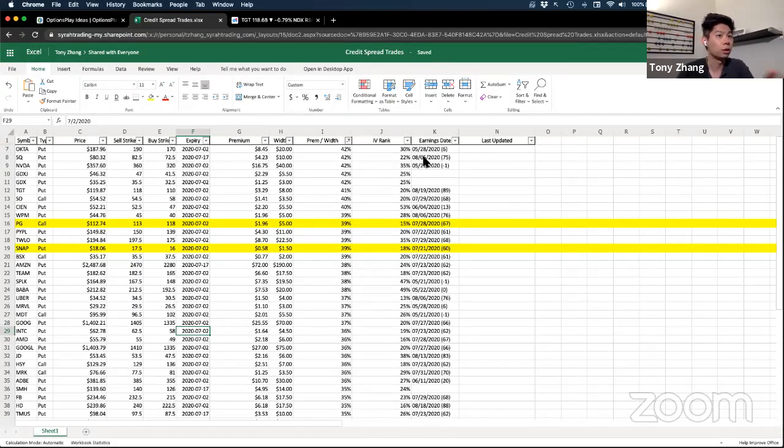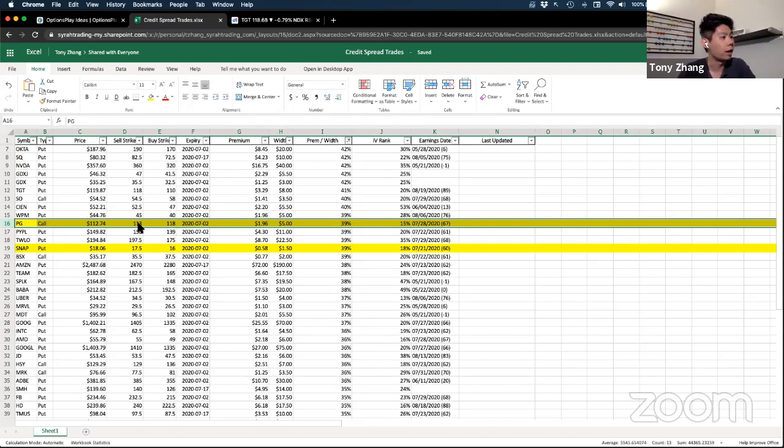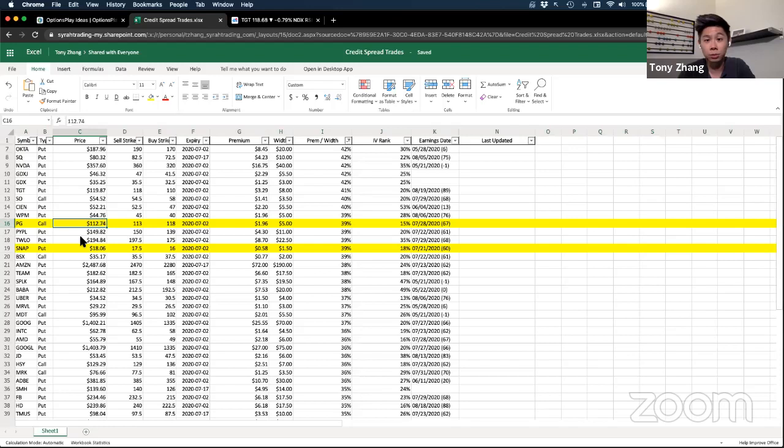This report was updated around 3:30 p.m., so right before the close, where for Procter & Gamble, we found a credit spread that was a $5 wide credit spread. Procter & Gamble at the time was around $112.74. We sold the 113 and bought the 118, which is a $5 wide credit spread. But for this credit spread, we collected $1.96, which is 39% of the width.